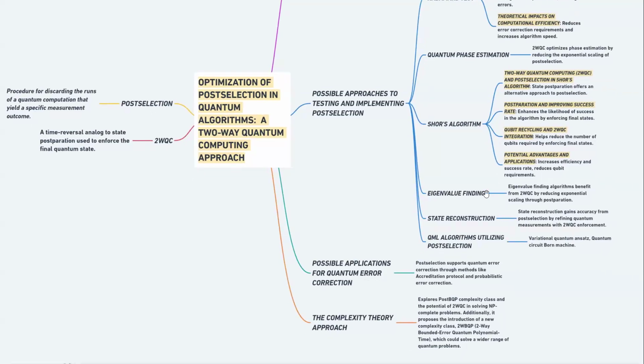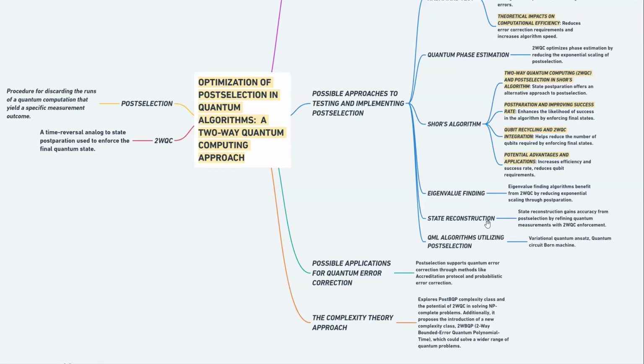Furthermore, eigenvalue finding algorithms also stand to benefit from two-way quantum computing. These algorithms often require post-selection and encounter scaling issues due to repeated post-selection steps. By enforcing the final state using post-operation, two-way quantum computing could reduce the number of post-selection steps needed, allowing for more efficient and accurate eigenvalue estimations. This would make the algorithms more scalable and practical for use in complex quantum systems.